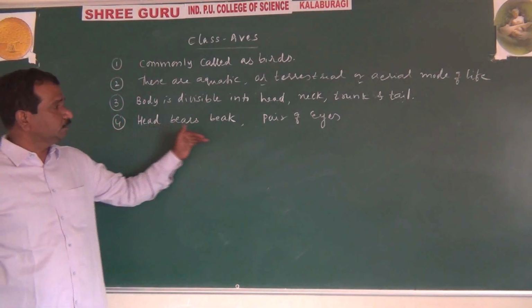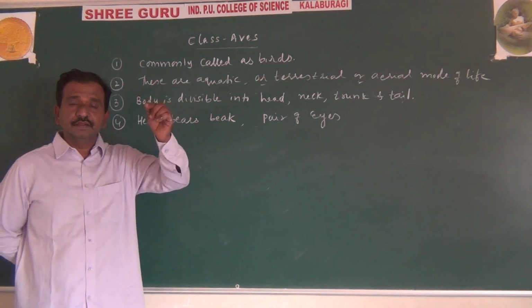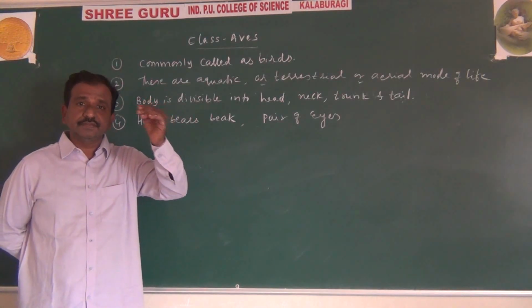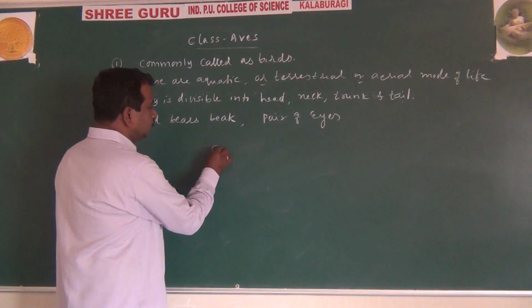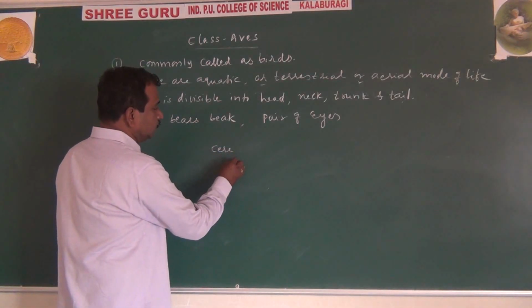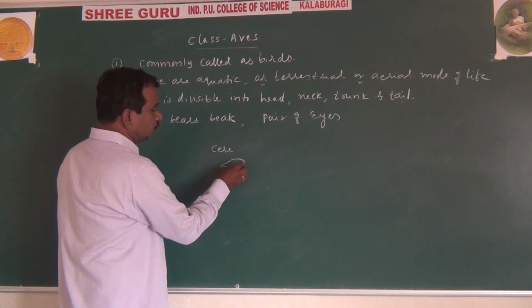Next, the head bears a beak. The beak is important. Above the beak you can observe that a soft skin is also there. This skin is normally called the cere. So now, this is normally what we observe in a bird.